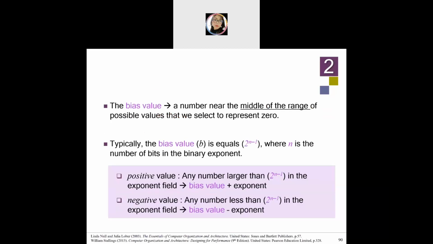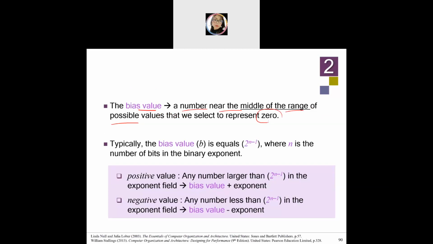What is the purpose of the bias exponent, and what basically is it? The bias value is a number near the middle of the range of possible values that we select to represent 0.